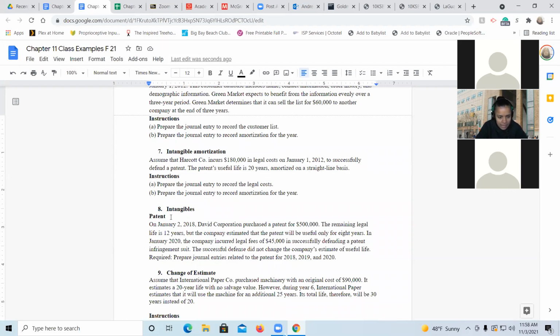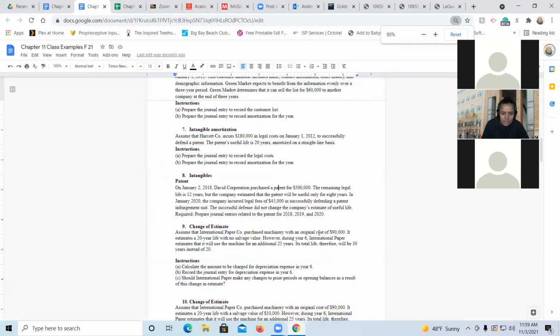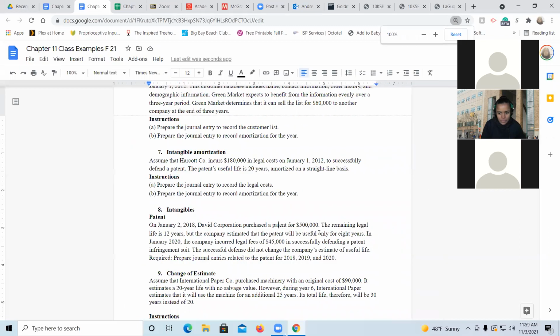So in number 8, another intangible question, a little bit more information, a little bit different from the other two. On January the 2nd, 2018, David Corporation purchased a patent for $500,000. So they bought a patent, and we probably even have to journalize the purchase. The remaining legal life is 12 years. That's the legal life. But the company estimated that the patent will be useful only for 8 years.